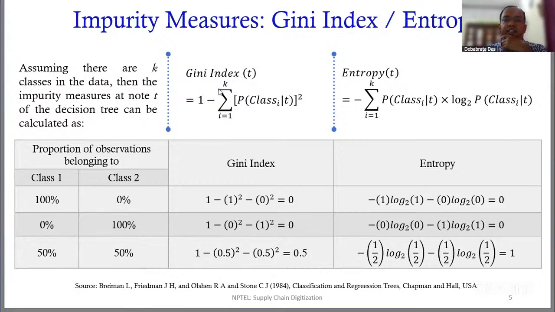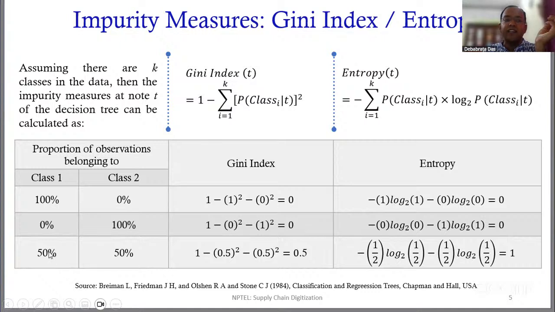So these are the two concepts, Gini index and entropy. If Gini index is 0, that means there is no impurity in the data. That is, 100% of the data belongs to class 1 and there is no observation in class 2. So that means there is no impurity. All the observations belong to the same class. If I have to predict what would be the class, it would be class 1. Similarly, if you see 0% in class 1 and 100% in class 2, that means there is no impurity in the data. All observations belong to class 2. Therefore, Gini index is 0 and entropy is also 0.